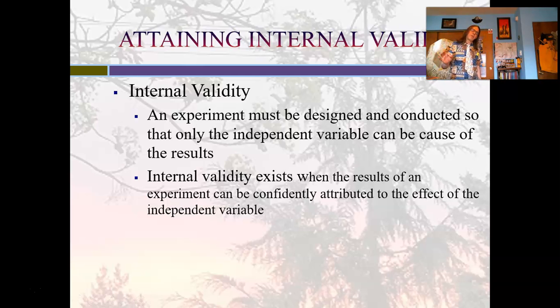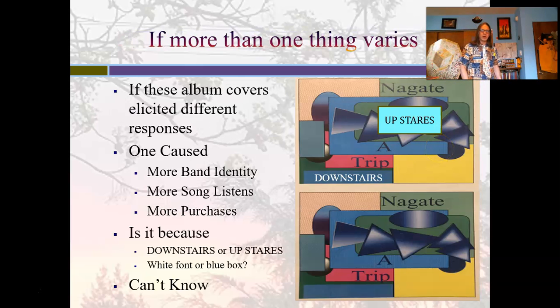So, to achieve internal validity, an experiment has to be designed such that only the independent variable can be the cause of the outcome. And if that exists, then we can say, okay, given that nothing else was different, and there's a difference that we think occurred beyond chance, that difference must be due to the factor. However, if more than one thing varies, then we have problems.